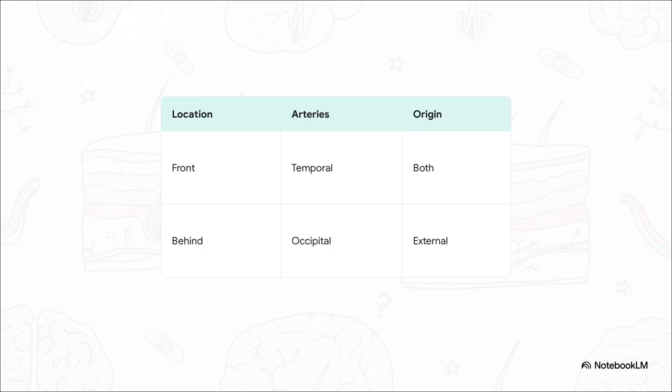But the absolute most important thing to note here is their origin source. The scalp gets its blood supply from both the internal carotid artery system and the external carotid artery system. And these 2 massive networks freely anastomose, meaning they literally connect and cross-feed each other all over the scalp.